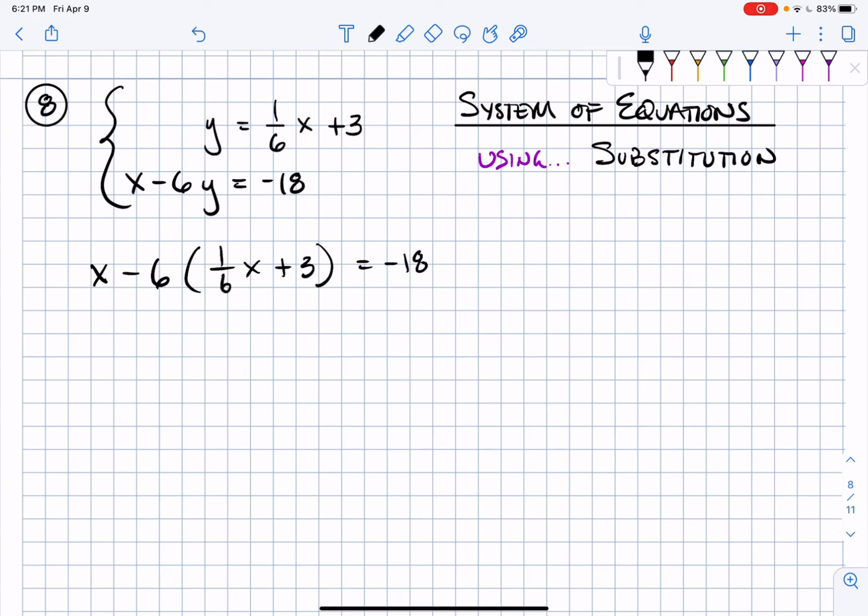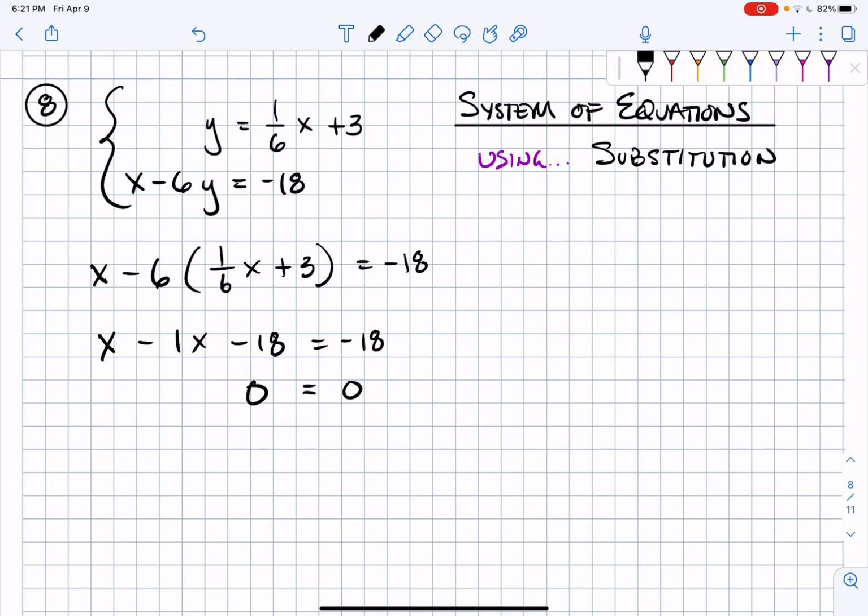And of course you guys always freak out because you see a fraction. So I got to distribute the negative 6 through. So I'm going to have x. Now negative times positive is going to be negative. 6 times 1/6 is actually going to equal 1x. And then negative 6 times 3 is negative 18, is equal to negative 18. All right. Ooh, look at this. So combine like terms, x minus x is going to be 0. And then I'm going to add the 18 over, and that's going to give me 0.